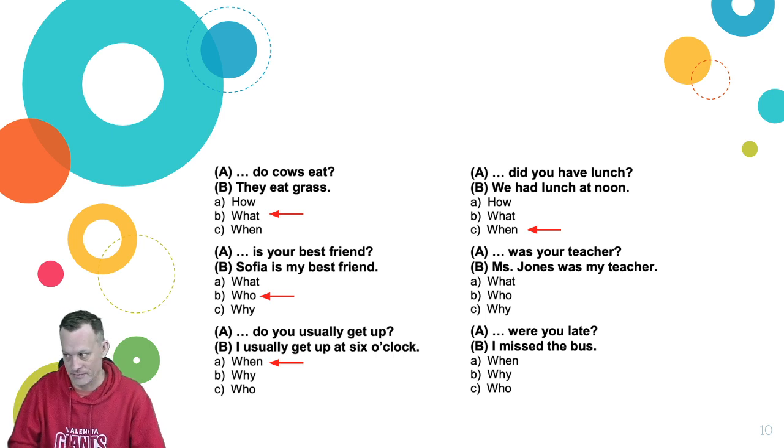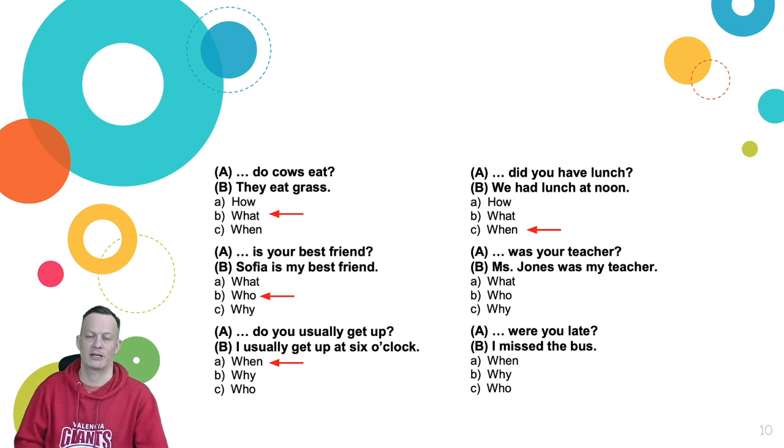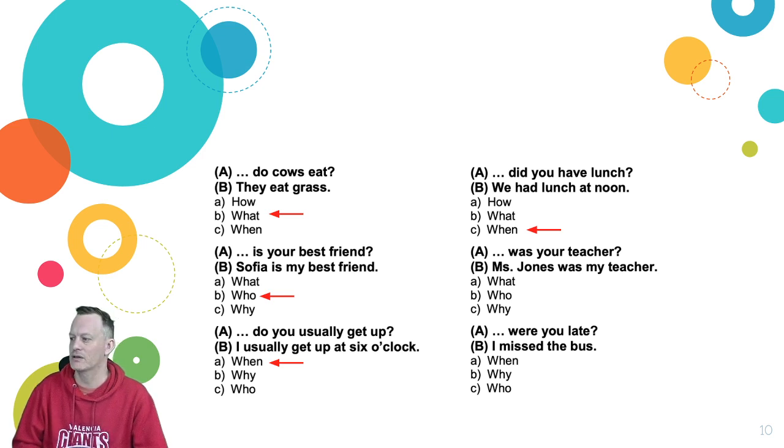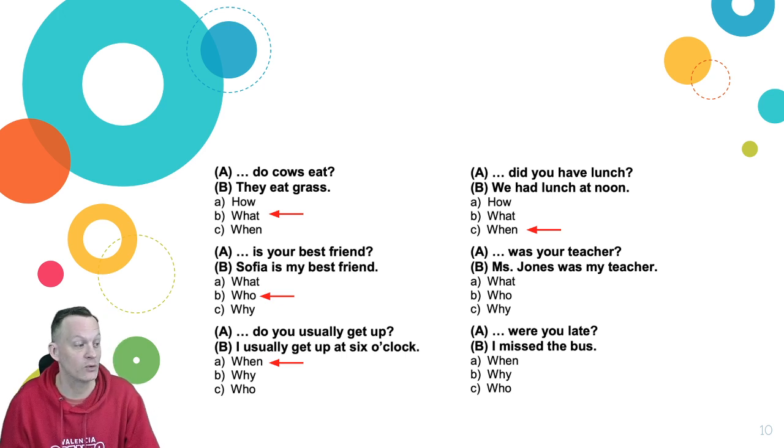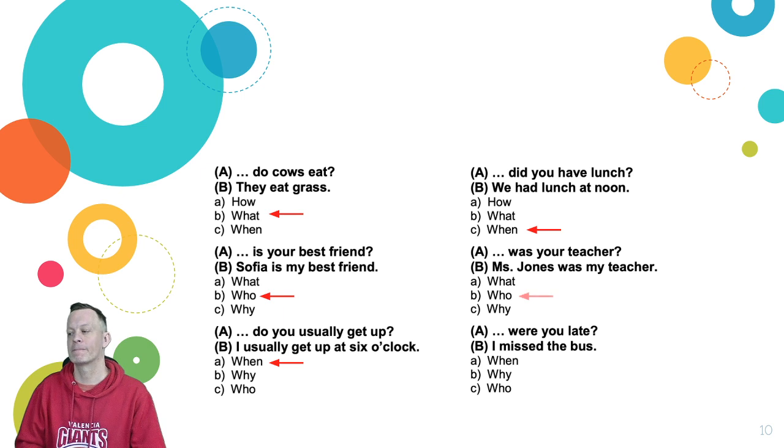Who was your teacher? Ms. Jones was my teacher. And again, we have the subject, was my teacher. What was your teacher? Who was your teacher? Or why was your teacher? Who was your teacher? This is a subject question. Who was your teacher? Ms. Jones was my teacher. Who? Ms. Jones.